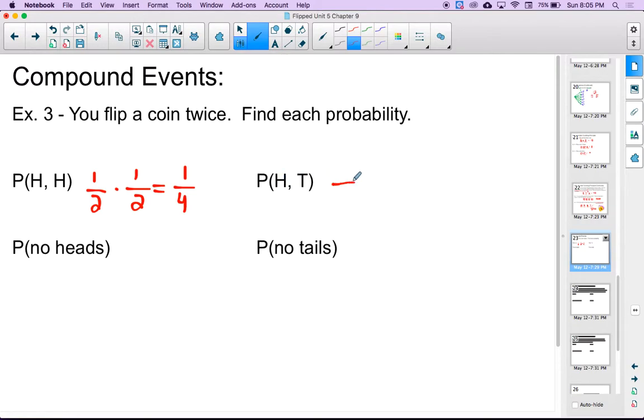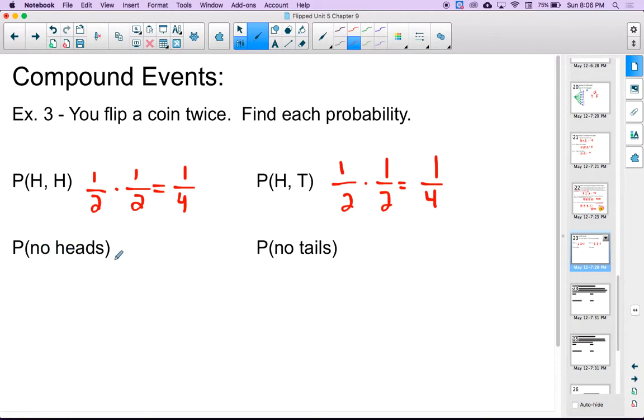Here, same idea. Probability of getting heads is 1/2. Probability of getting tails is 1/2. 1 times 1 is 1. 2 times 2 is 4. This is how we can do probability with a similar method with the fundamental counting principle.